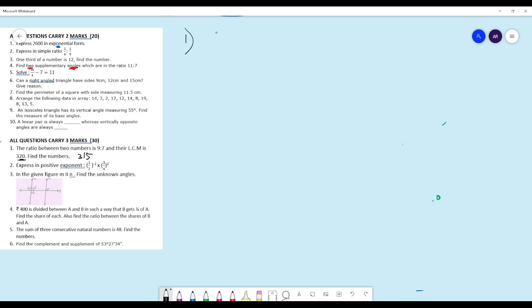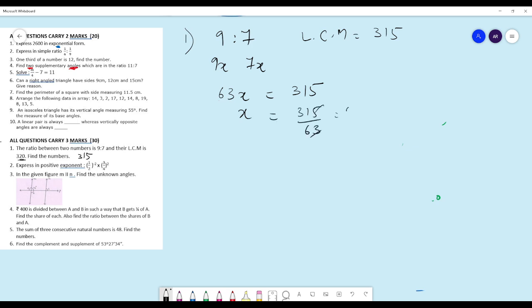So it says 9 is to 7 and their LCM is 315. So it should be 9x and 7x. So you find out the LCM of 9x and 7x, and that comes to 63x equals 315. So x equals 315 by 63, that is 5. That gives you the numbers as 45 and 35. So these would be the numbers over there. So this should have been your answer.